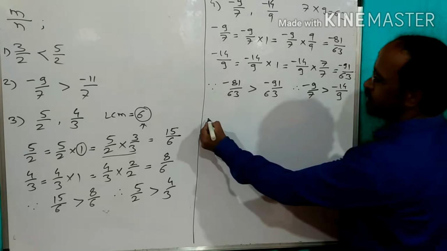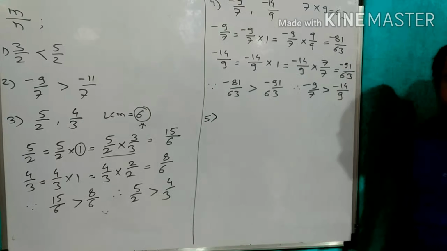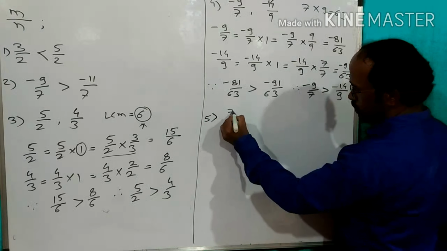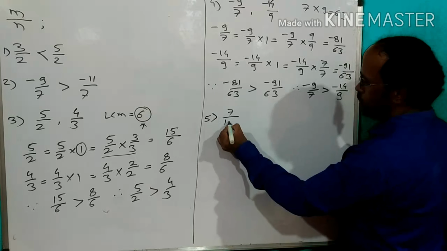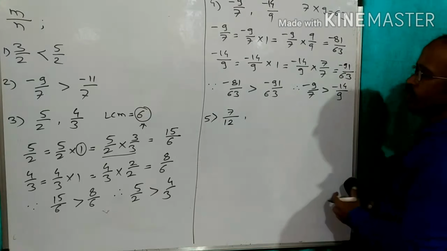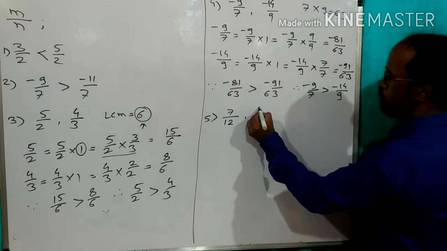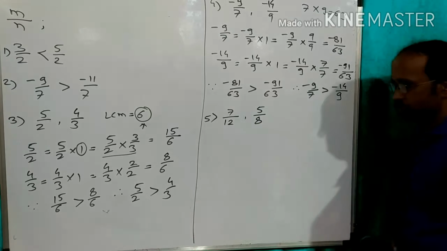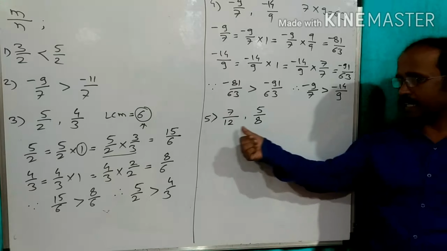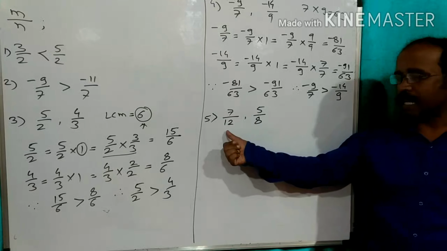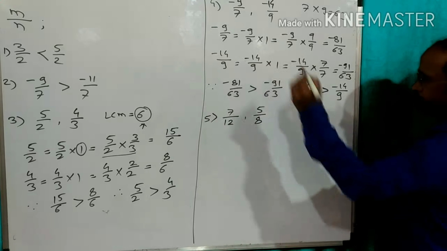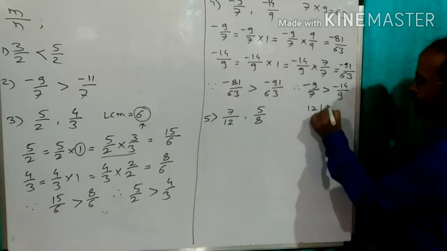Okay, so let's conclude this video with one final example. Suppose the given numbers are 7 upon 12 and 5 upon 8. Now once again, to compare these two rational numbers, we have to make their denominators equal. And what will that number be? That number should be the LCM of these two numbers, 12 and 8. Let's find their LCM.